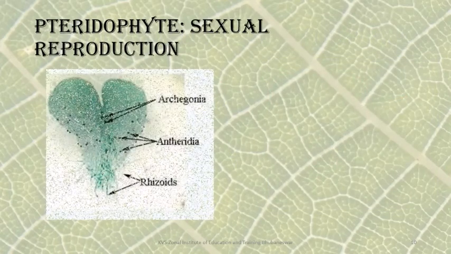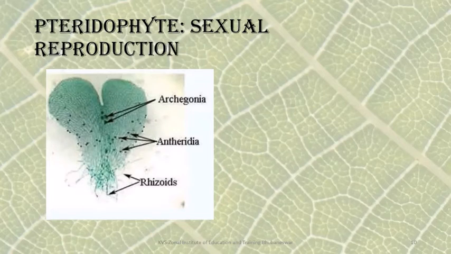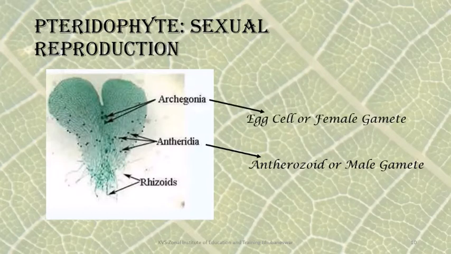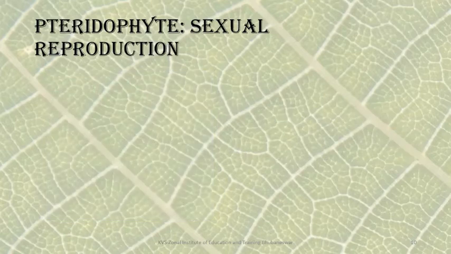Now this is the prothallus of pteridophytes. You can see the antheridia. The antheridia bear the anthrozoids or the male gametes. So antheridia are the male reproductive parts. The archegonia are the female reproductive parts, and they bear the egg cell or the female gamete. Now for fertilization to take place, the anthrozoids have to go to the egg cell or the female gamete. The anthrozoids are motile and they require water for this transport. So the fertilization takes place inside the archegonia. The zygote is formed inside the archegonia.